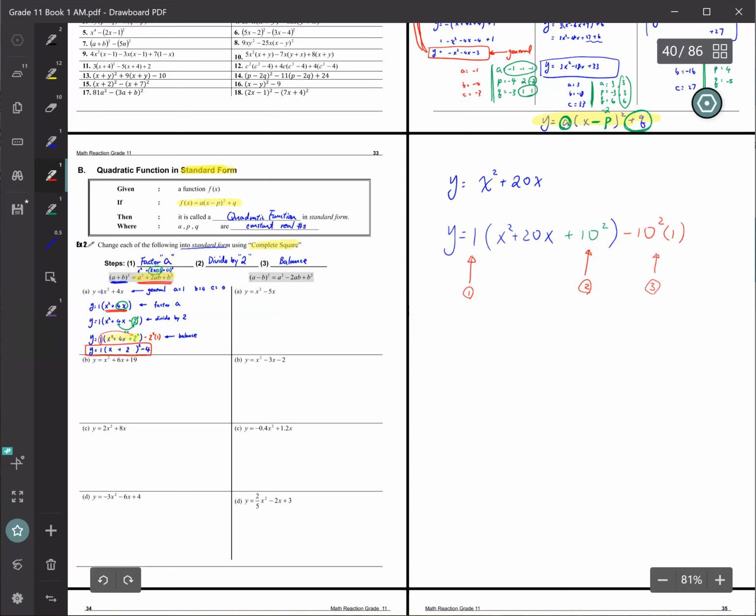Okay, so this is what you need to do for homework. Factor A, divide by 2, balance, all in one breath. Once you get this line, the next step is to just write out the form. So 1, because it's complete now, right? So the A and B, you can put into the bracket. So what goes inside, Eric?